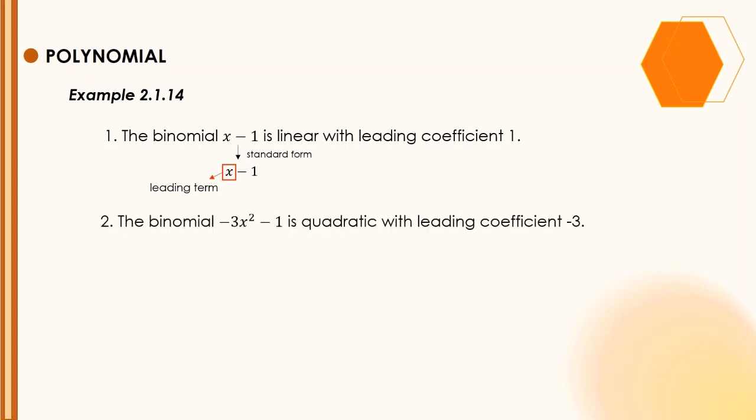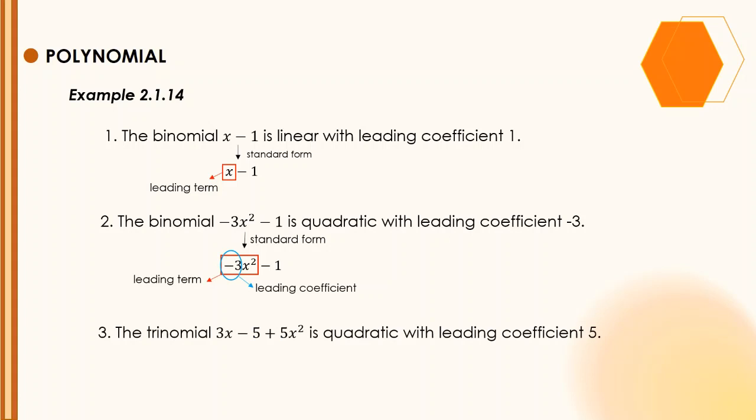Number 2. The binomial negative 3x squared minus 1 is quadratic with leading coefficient negative 3. Binomial siya dahil dalawa ang terms. Quadratic dahil ang degree niya is 2. Since ang leading term is negative 3x squared, meaning ang leading coefficient is negative 3.